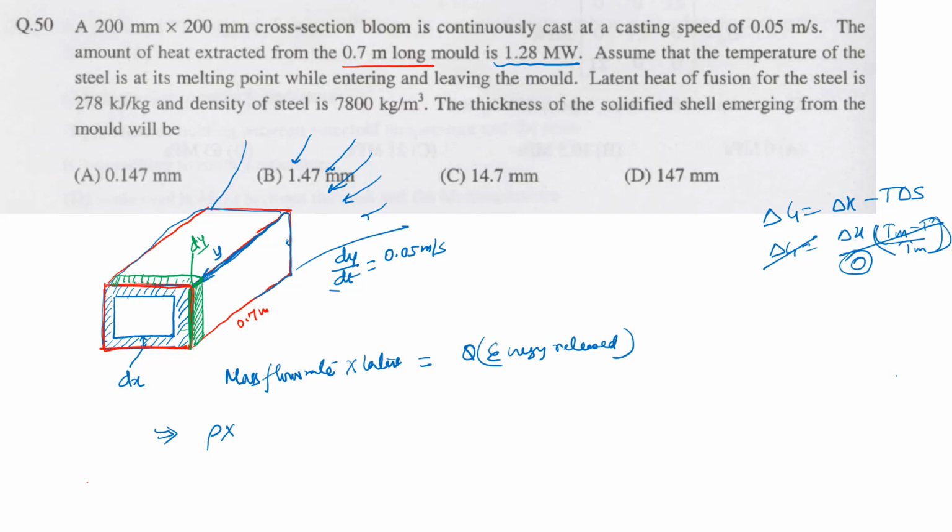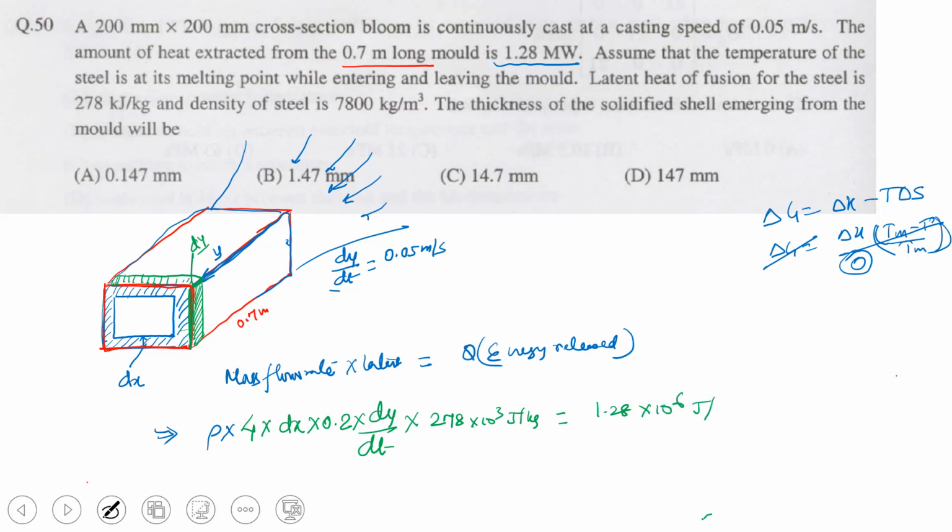And this will be in 4 directions, right? So we'll multiply with 4 into this dx into 0.2 into dy by dt, right? So this will give the mass flow rate, okay, into latent heat. So latent heat is how much? It is 278 into 10 power 3 joule per kg. So that is giving us 1.28 into 10 power 6 joule per second.